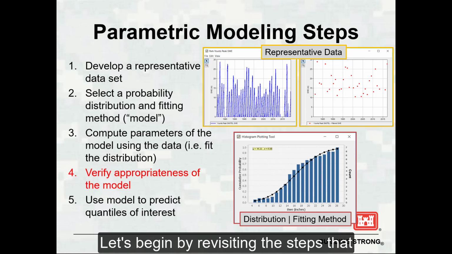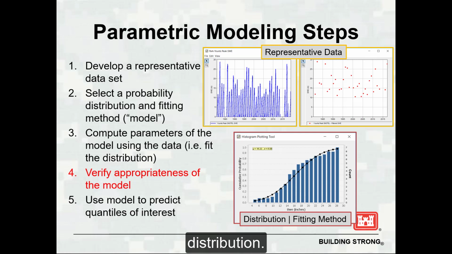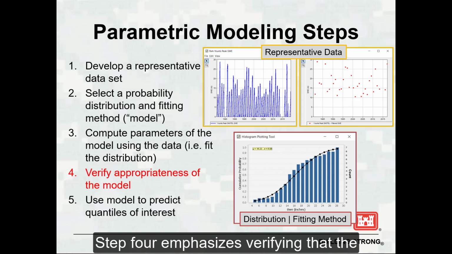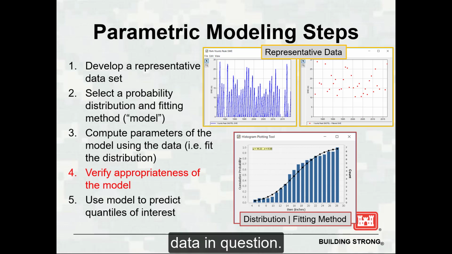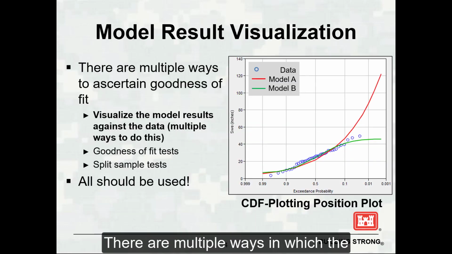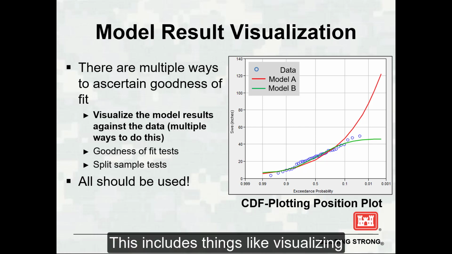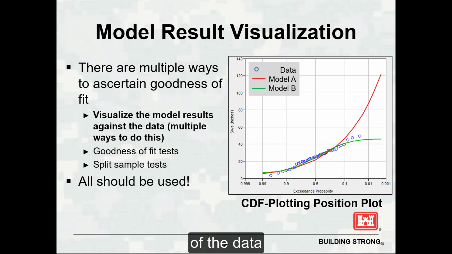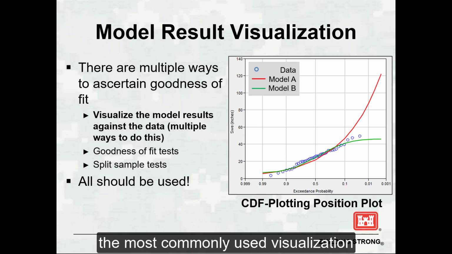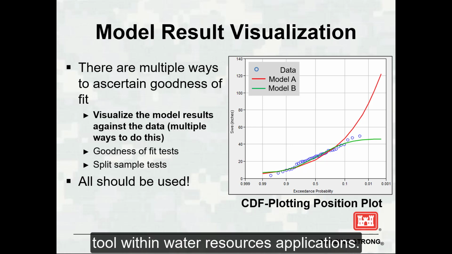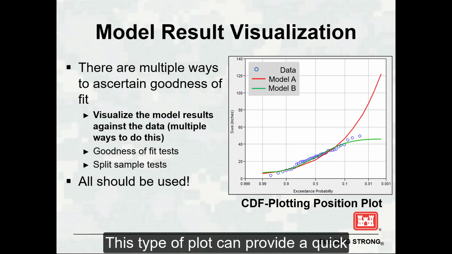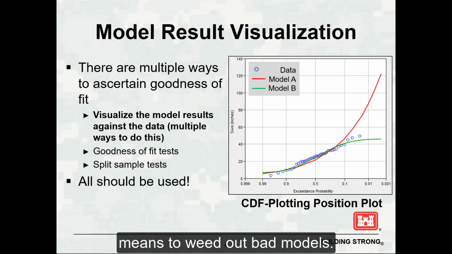Let's begin by revisiting the steps that are needed to perform a parametric modeling exercise or fit an analytical distribution. Within this lecture, we're going to focus on step 4. Step 4 emphasizes verifying that the model is appropriate for use with the data in question. There are multiple ways in which the model and data can be visualized together in order to form a qualitative comparison. This includes things like visualizing the model against the plotting positions of the data, as shown to the right. This is perhaps the most commonly used visualization tool within water resources applications. This type of plot can provide a quick means to weed out bad models.